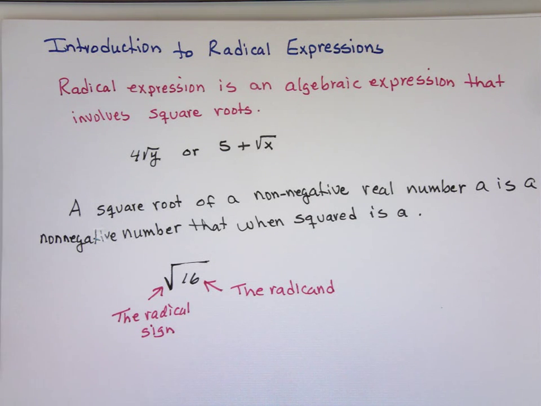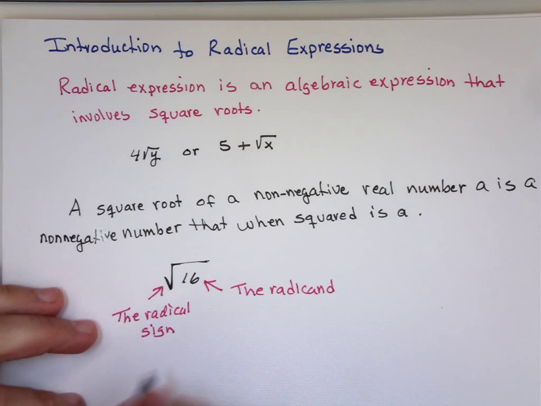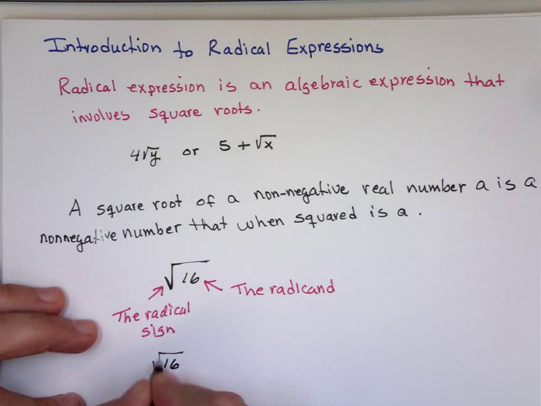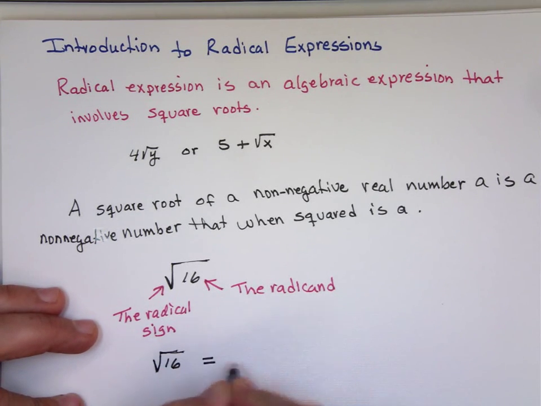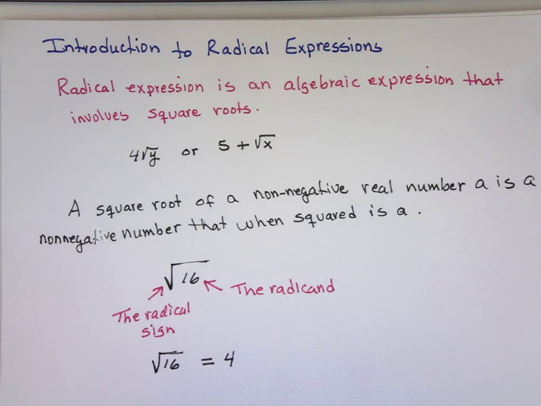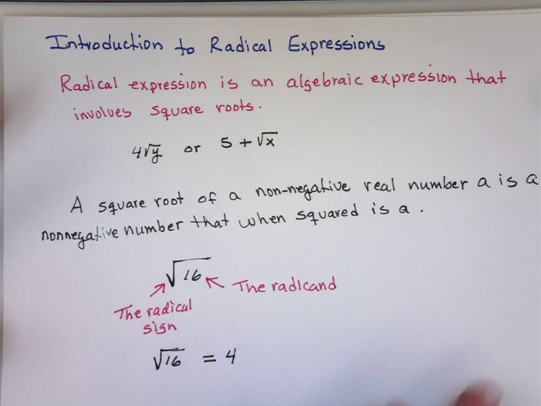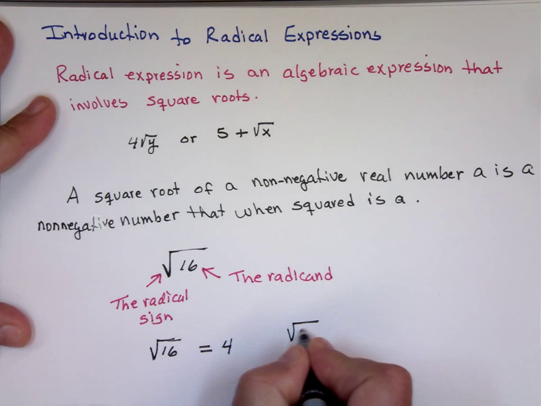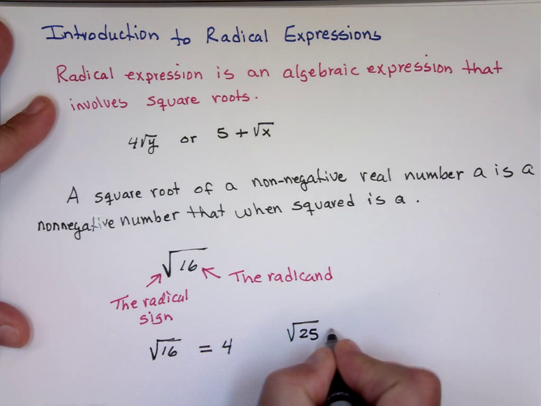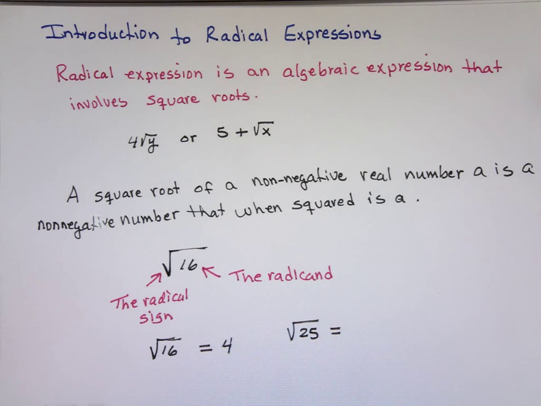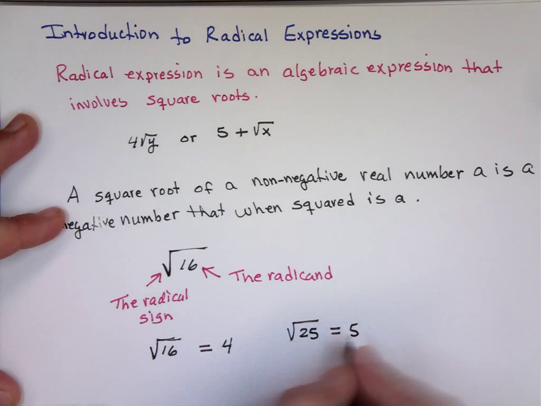So let's look at the 16. Give me a non-negative number that when you square it the result is 16. And the only non-negative number that when I square it the result is 16 is plus 4. Can't be a negative. So if you take the 4, multiply it by itself, 4 times 4, that's a 16. What is the square root of 25? Give me a non-negative number that when you multiply it by itself, the result is 25. The answer to that is 5.